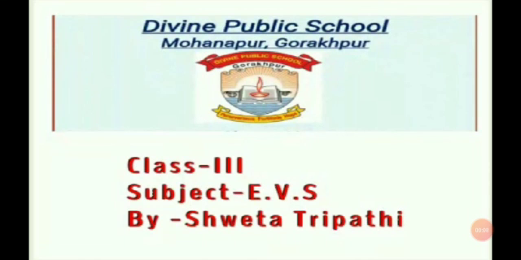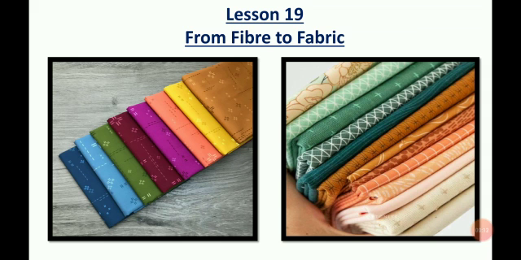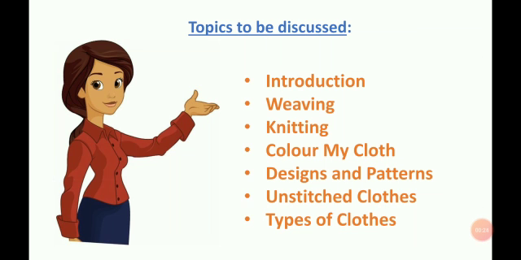Today, we are going to study the last lesson of EVS, that is, lesson 19, and the name of this lesson is From Fiber to Fabric. You all are requested to open your EVS book. The topics we are going to discuss in this lesson are Introduction, Weaving, Knitting, Color My Cloth, Design and Patterns, Unstitched Clothes, and Types of Clothes.